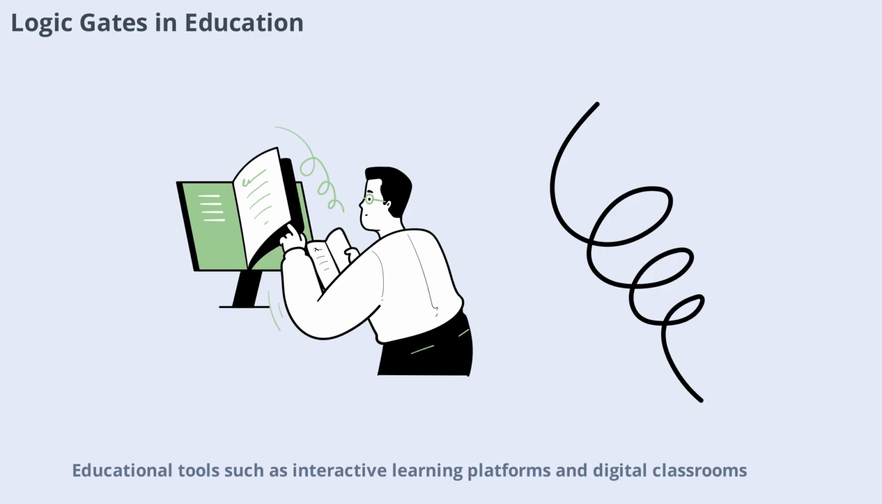Educational tools, such as interactive learning platforms and digital classrooms, use logic gates to manage user inputs and provide feedback. For example, a quiz system might use logic gates to check if a student's answers are correct and display results. Logic gates make educational technology more interactive and responsive, supporting effective learning experiences.